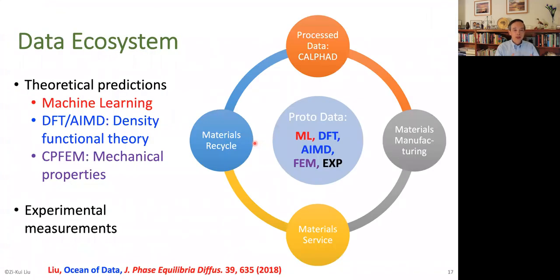So now we have data generation and data processing. We now want to create a data ecosystem. We take the theoretical data and the experimental data, and we call them proto data.